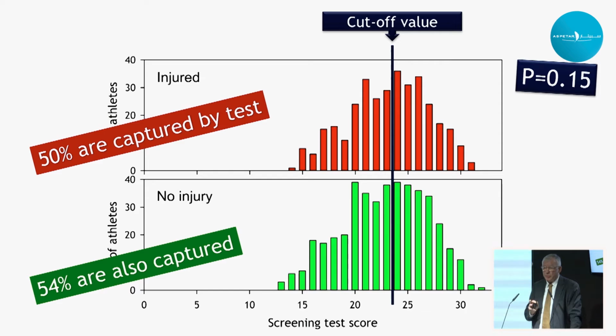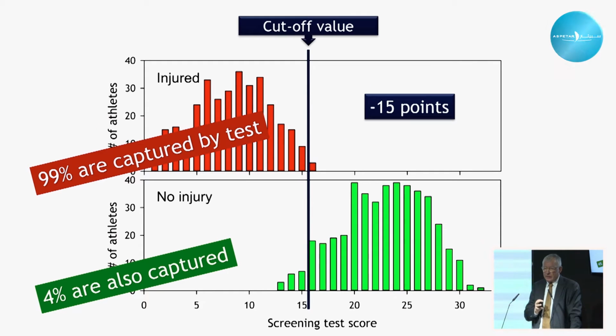Now if I just move, by playing with numbers, all of the athletes in the top group by 15 points to the left, then if this were the result, we would capture 99% of those who got injured, and we only capture 4% of those who were not injured. So how many of you think that this is a good test? Raise your hand. 2 hands, 3 hands. All the hands in the room should be in the air by now. This would be the perfect test as a screening test for injury.